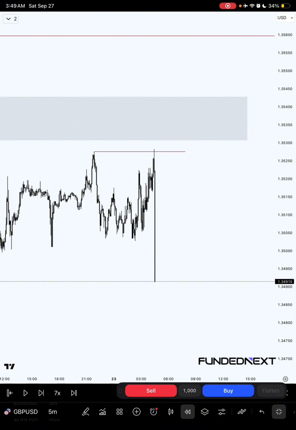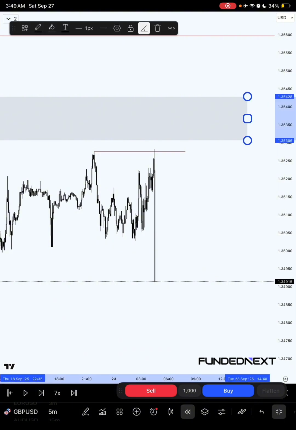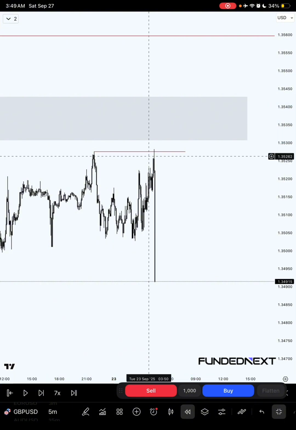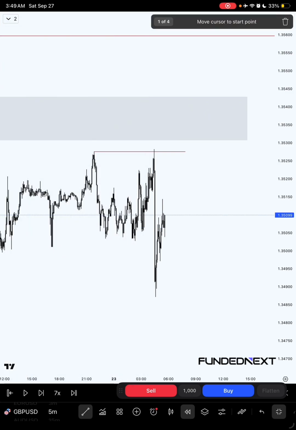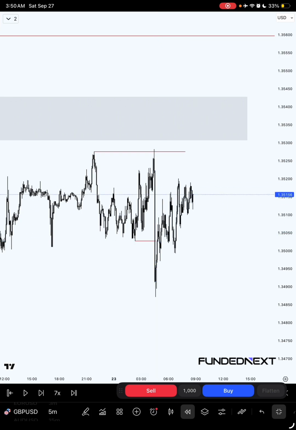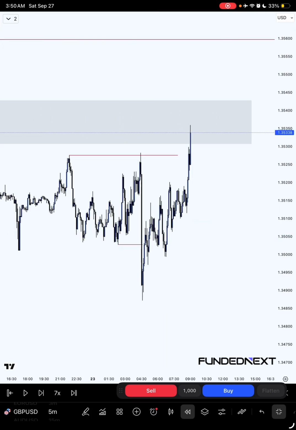Price took out that inducement high, but price did not reach up into my point of interest. A lot of people already FOMO'd and possibly entered the trade here, panicking about why price did not reach up into their point of interest. But once you understand the idea behind price, you know that price creates a lot of manipulation right before hitting your key level. It's a very common thing price does before hitting your key level. Price makes a very clean break of structure to the downside. Now, price has reached my key point of interest.